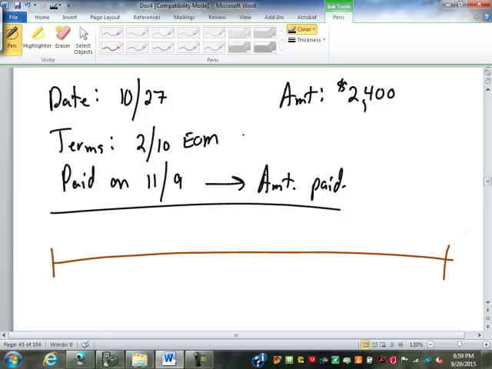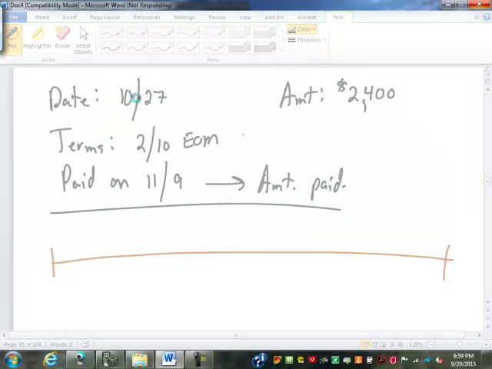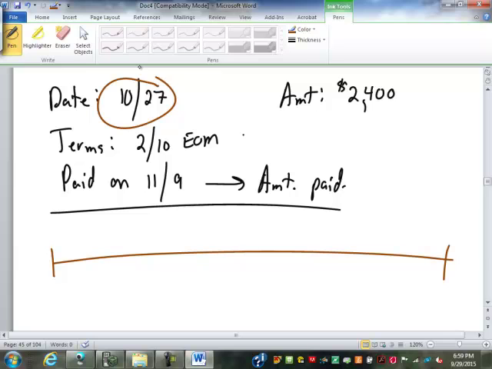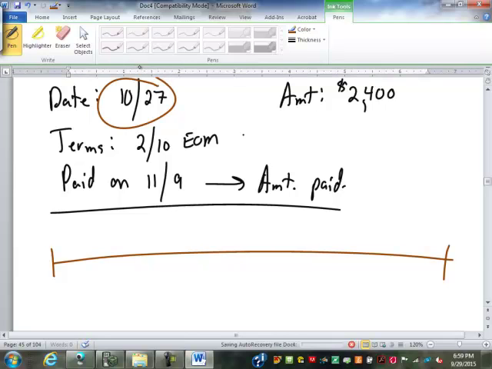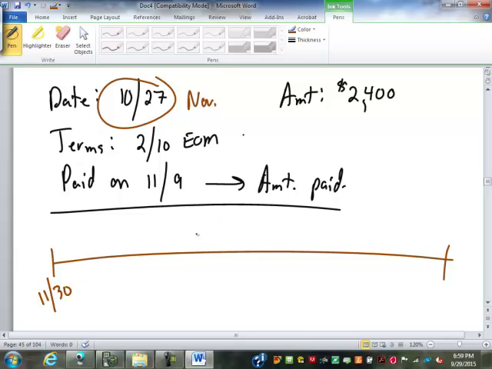So the big question, do they get the discount? Well, what is the effective invoice date? This is dated October 27th. Does it make it into the October batch? No. It's after the 26th. So it goes into the November batch. And the last day of November is the 30th. It's 2/10, so 10 days into the next month would be December 10th. And then, of course, either December 30th or 31st would be considered the end of the credit period.